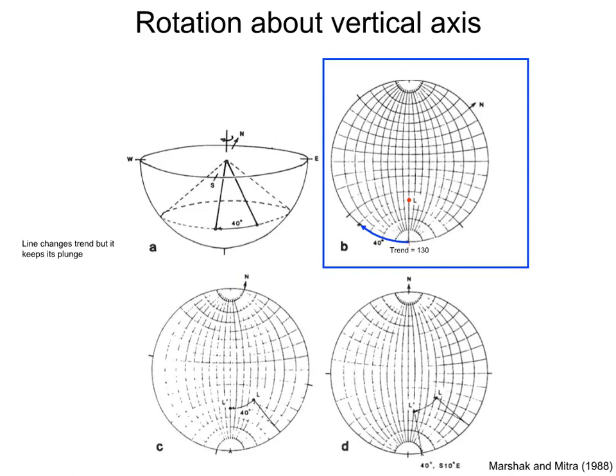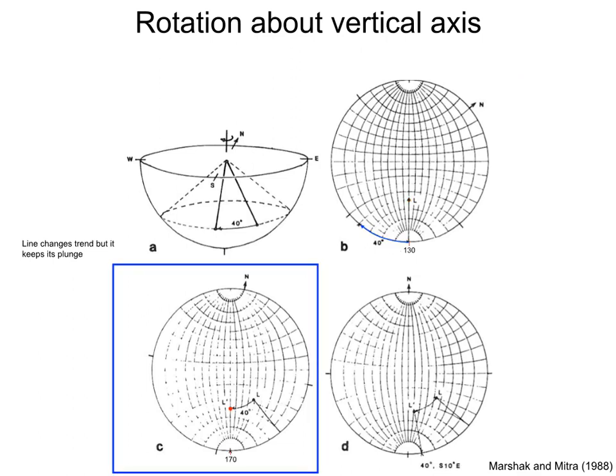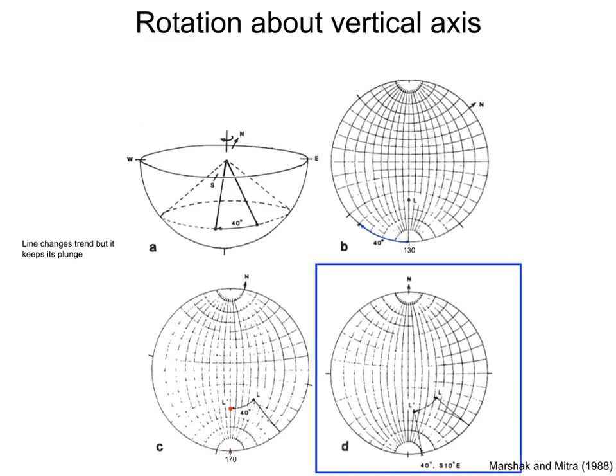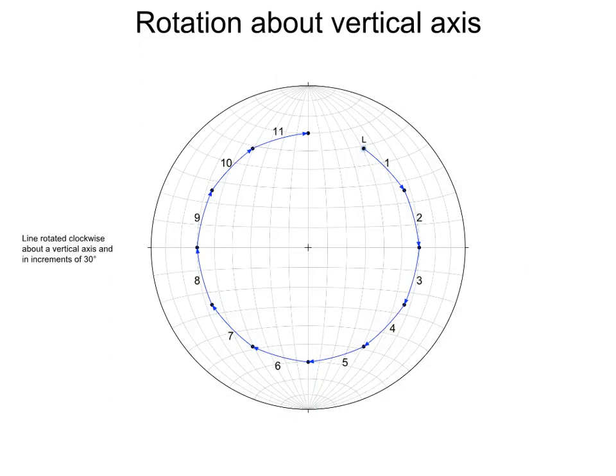If we rotate the line 40 degrees clockwise about a vertical axis pointing downwards, the new orientation of the line, L', is trend 170 and plunge 40. The line increases in trend 40 degrees but its plunge is still the same. This is the StereoNet with the overlay rotated back to the north, and the two lines, L and L'. So rotating a line about a vertical axis changes the trend of the line but not its plunge.